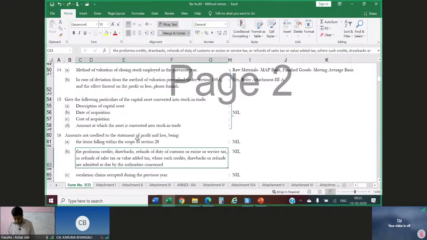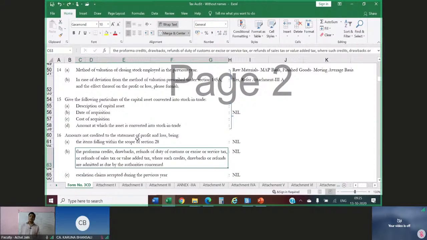Okay, great. So then we move on to the next clause, that is about the method of valuation of closing stock employed in the previous year. In case of deviation from the method of valuation prescribed under section 145A of the Income Tax Act and the effect thereof on the P&L, please furnish. Now this clause basically talks about the accounting policy.